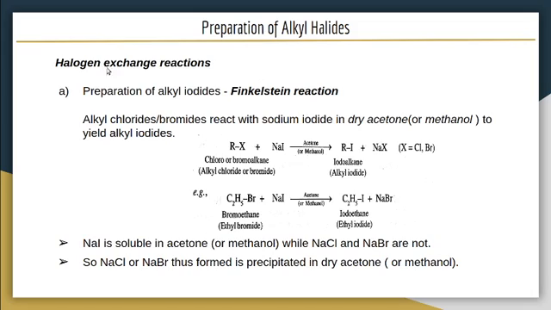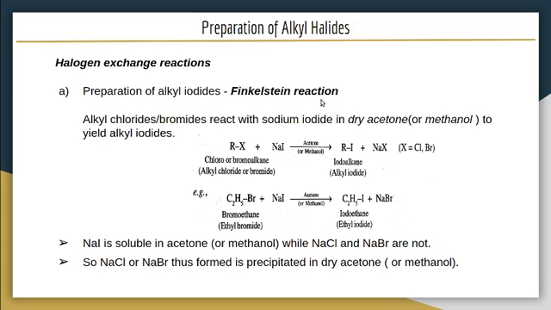We have halogen exchange reactions. So this is the preparation method of alkyl iodides, that is the Finkelstein reaction. This is the specific preparation method for the alkyl iodides. Usually we cannot prepare alkyl iodides by treating alcohols with the halogen acid HI, because HI is highly unstable at room temperature and will decompose back to hydrogen and iodine.